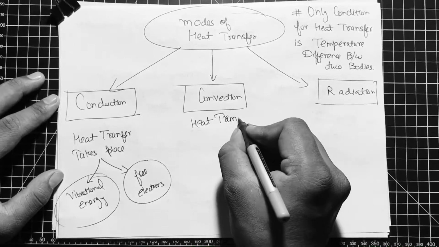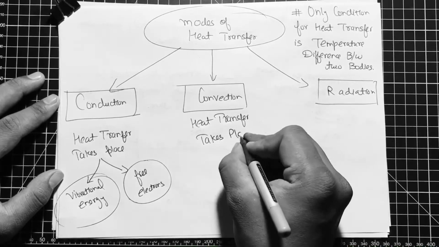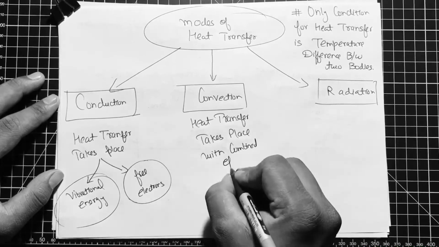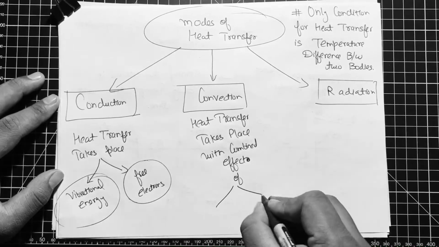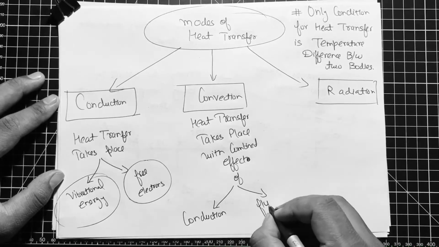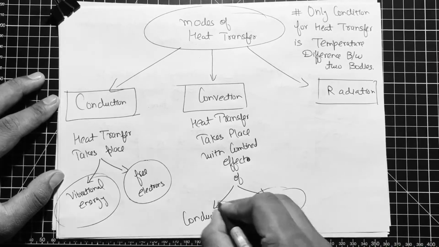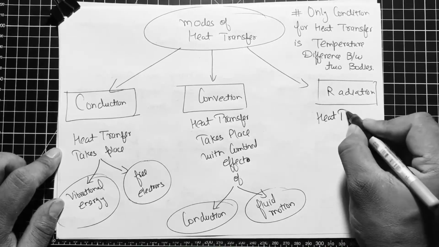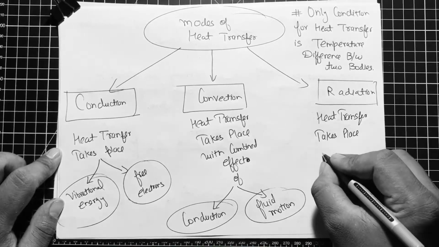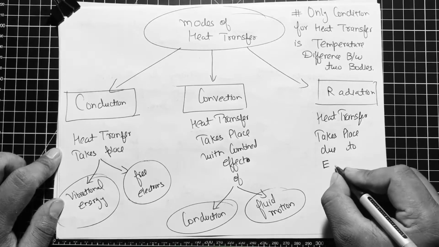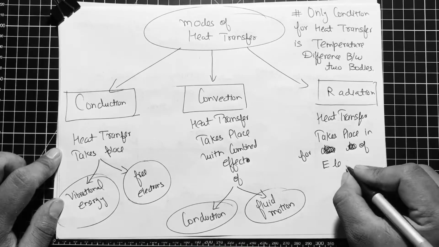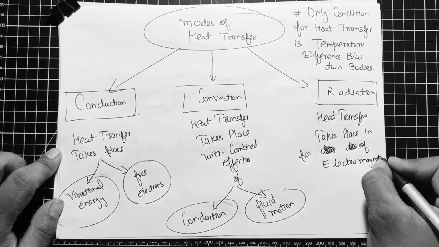Convection is a mode of heat transfer in which heat transfer takes place via fluid motion. And radiation is a mode of heat transfer in which heat transfer happens in the form of electromagnetic radiation. The only condition for heat transfer should be having a temperature difference between two bodies.